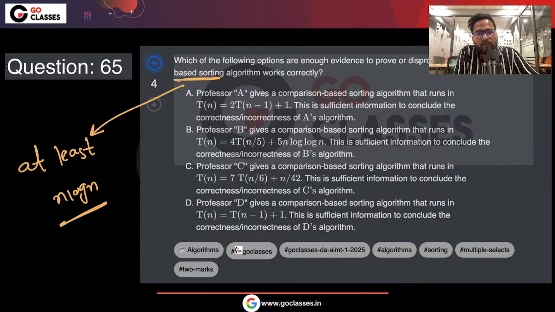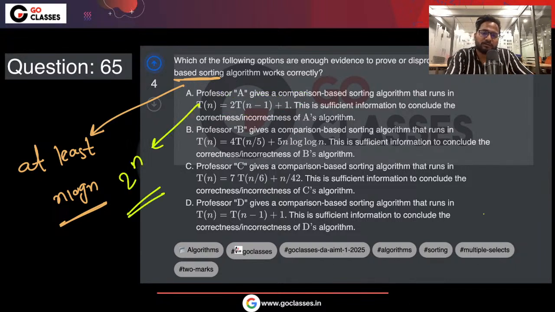Now what they are saying, Professor A gives a comparison based sorting algorithm that runs in this particular time complexity. Okay, is this sufficient information to conclude the correctness or incorrectness? So they are saying this is running in this particular time complexity, and if you just solve it, it is coming out to be 2 power n. Someone is saying I have a sorting algorithm which sorts in 2 power n time complexity. Is this sufficient information? That is the question. The question is about the sufficient information.